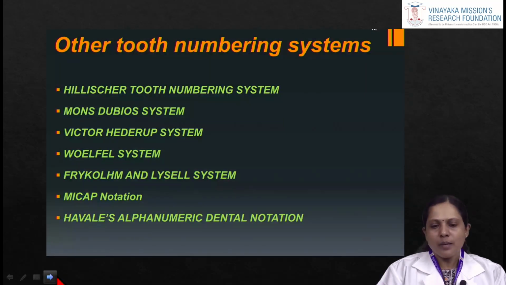Other numbering systems include Hillischer's tooth numbering system, Mons Dubious numbering system, Victor Hederup system, Wolfeld system, Freycombe and Lysel system, MyCap notation, and Havel's alphanumeric dental notation. So these are the other numbering systems. To conclude, there are 3 important numbering systems: the universal numbering system, Zsigmondy and Palmer notation, and the FDI numbering system. Numbering systems are mainly used for communication and also for recording or storing data for future reference. So these are the uses of tooth numbering systems.